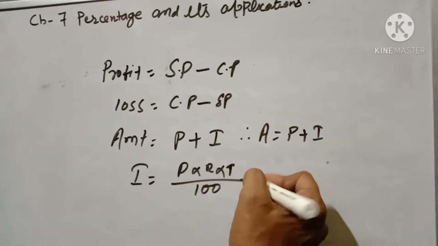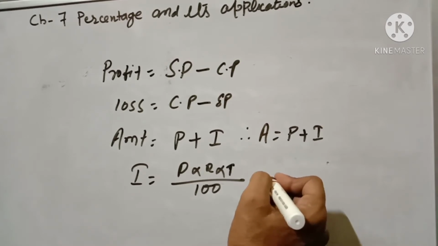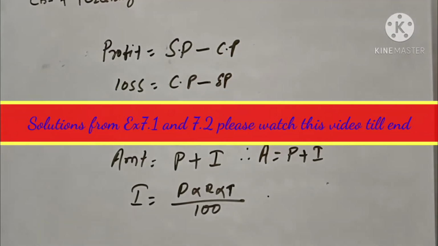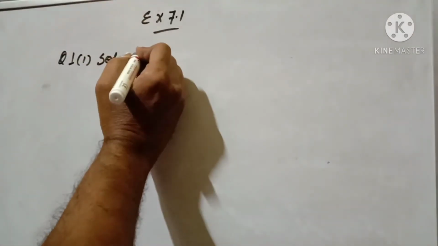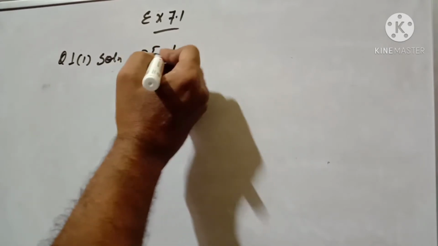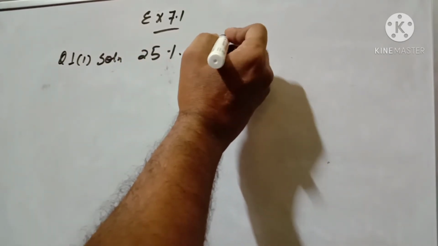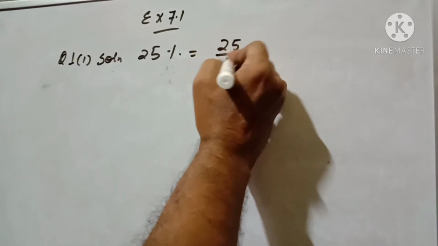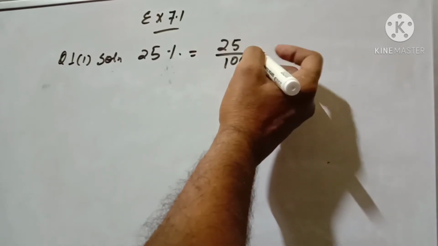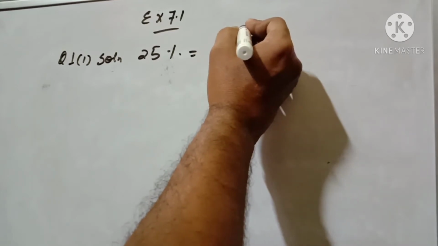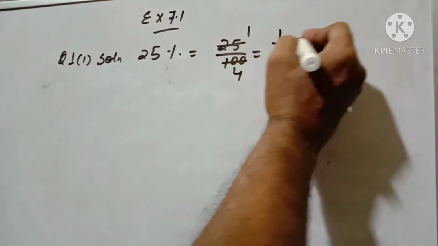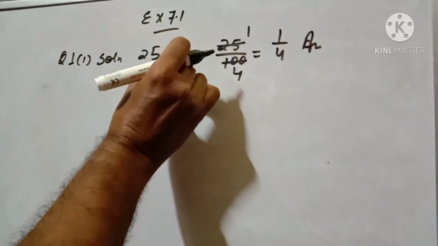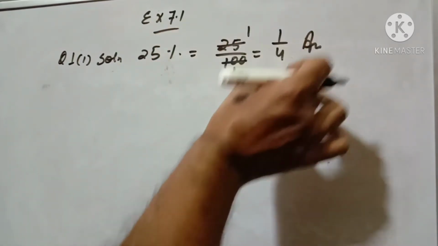Now I am going to solve sums from your exercise 7.1, question number 1. It is given: convert the following percents into fractions in simplest form. It is given 25%. As I told you, to remove this sign, we have to write by 100. Make it lowest term. 25's ones are 25 and it will be 4. So our answer will be 1 by 4. Simply remove the percentage sign, divide by 100, and you will get your required answer.